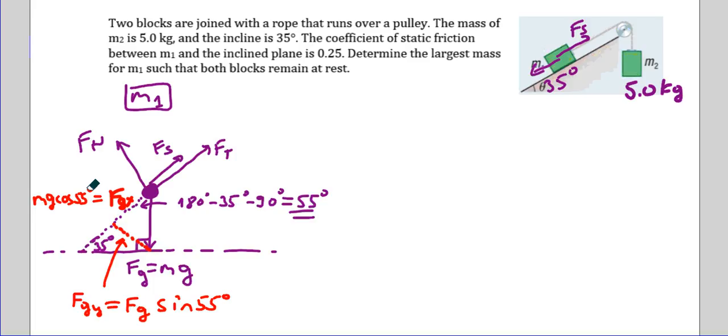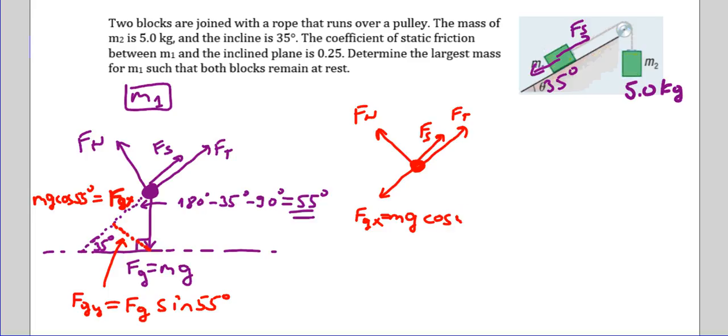So now that we've broken down the components of the mg force or downward pull, I can create another free body diagram for that same mass. So do that once again. Normal force. I still have tension, and I still have that static friction. The other way now, I have FGX acting in that direction, at 55 degrees, and the other component is FGY, which is mg sine 55 degrees. So that is just a new free body diagram with the broken up components of the FG force.